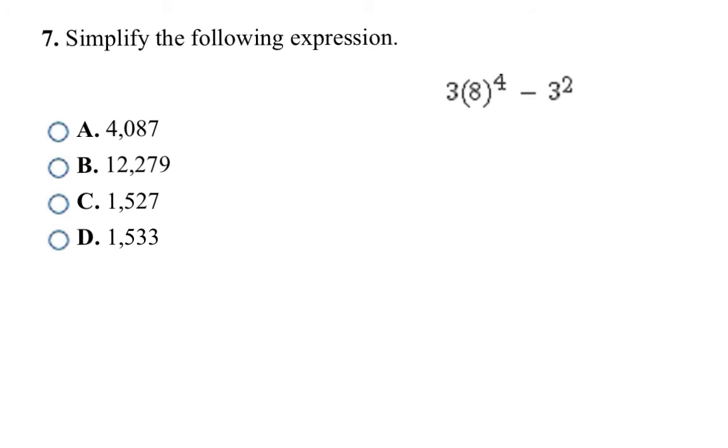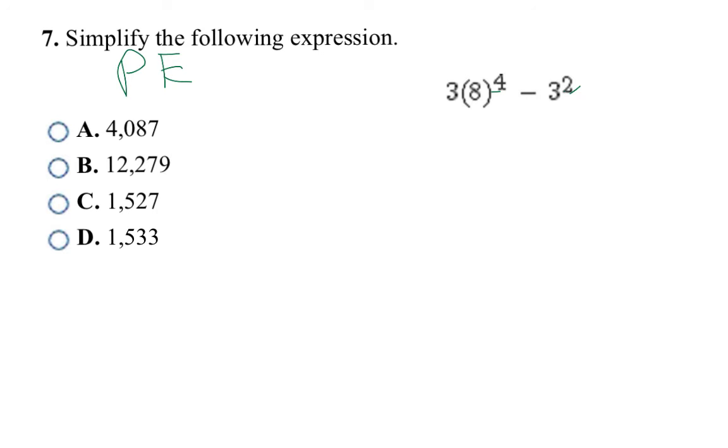Our last problem, we're simplifying this expression. So once again, we're going to have to look at order of operations. The first part of order of operations is parentheses. And I do have parentheses here, but there's no operation in there to simplify. It's just showing multiplication. So there's nothing I need to do there. So then I look for exponents. And I have 2 exponents here. So I'm going to go ahead and simplify those first.